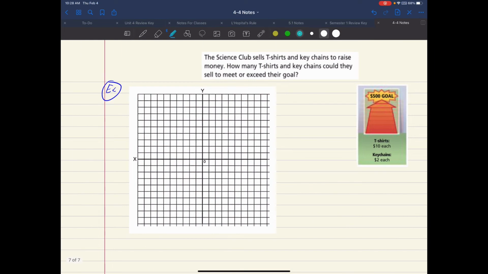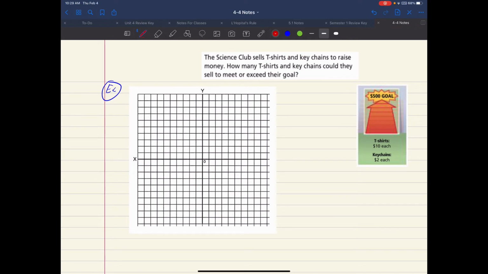Okay, so this is the one application problem that I found from your textbook. And we'll go ahead and do this as an inequality. It says the science club sells t-shirts and keychains to raise money. How many t-shirts and keychains could they sell to meet or exceed their goal? The number values are given in this little graphic here. So they have a $500 goal. T-shirts are $10 each. Keychains are $2 each.